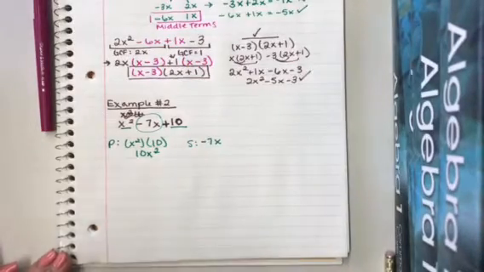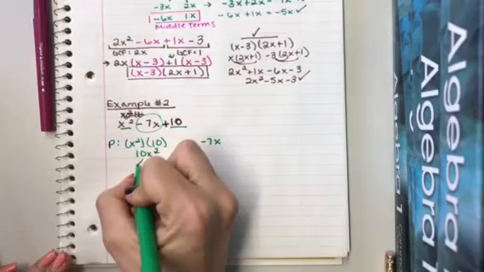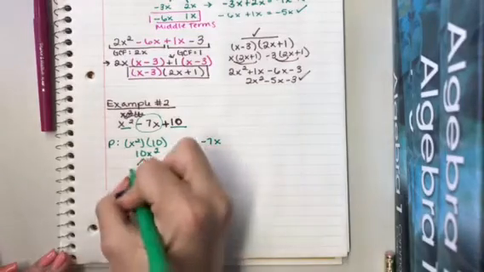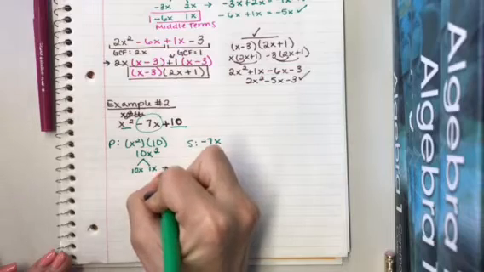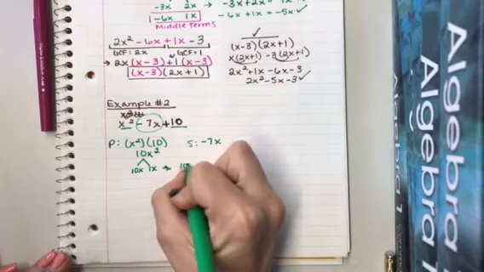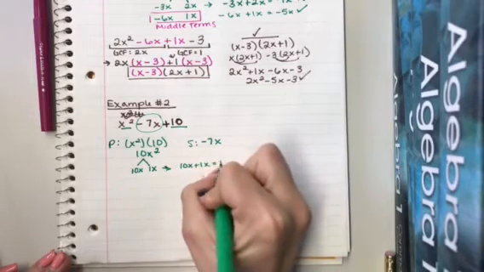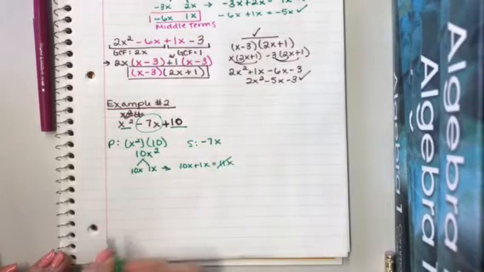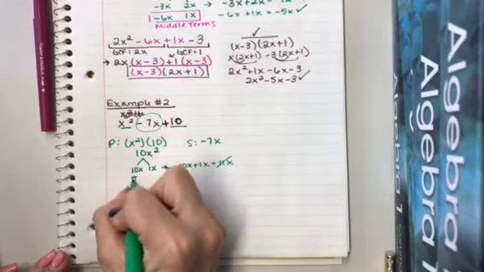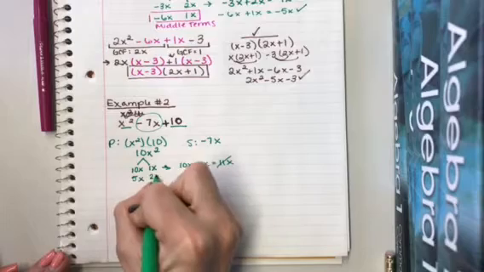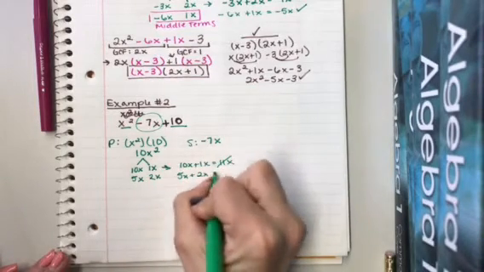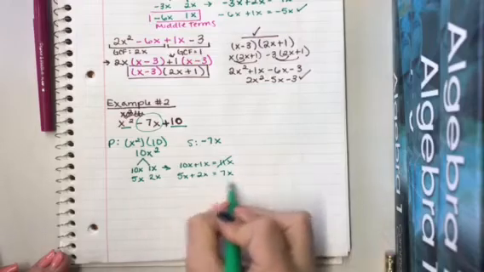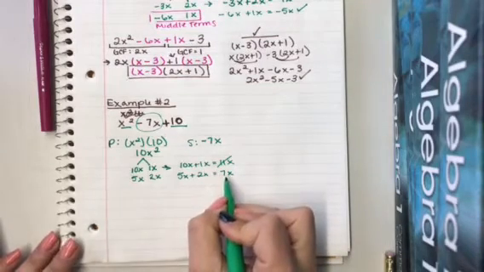So I'm thinking, what things can I multiply to get 10? Well, I can do 10x and 1x, but when I sum those, 10x plus 1x is 11x, and that's wrong. I can do 5x and 2x. 5x plus 2x is 7x. Now, this is right, but my sign is wrong.